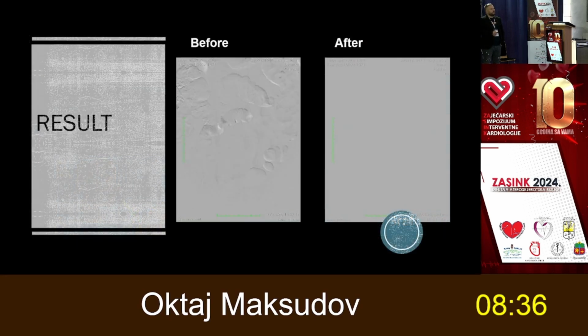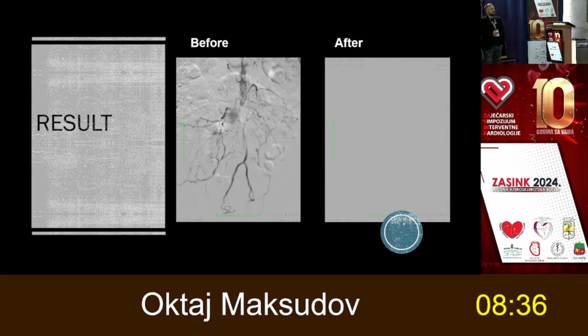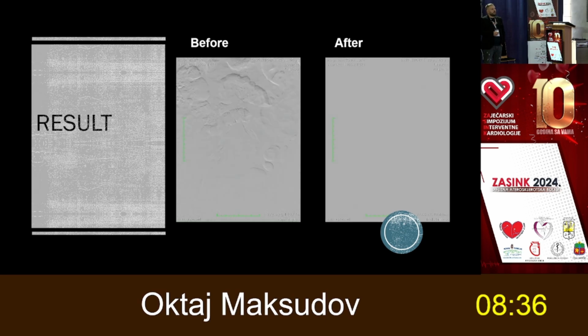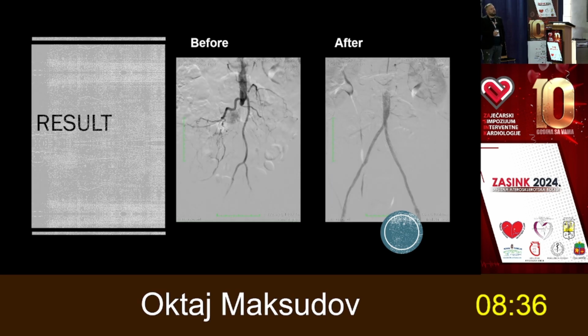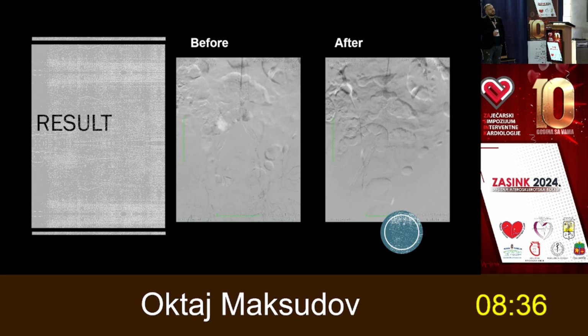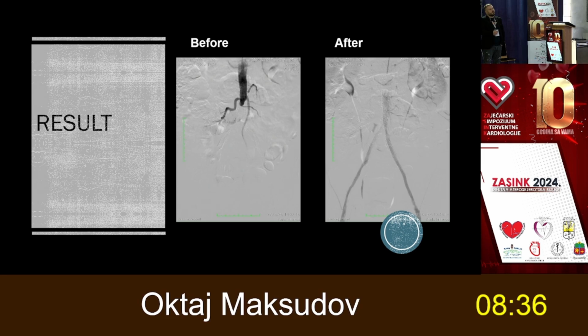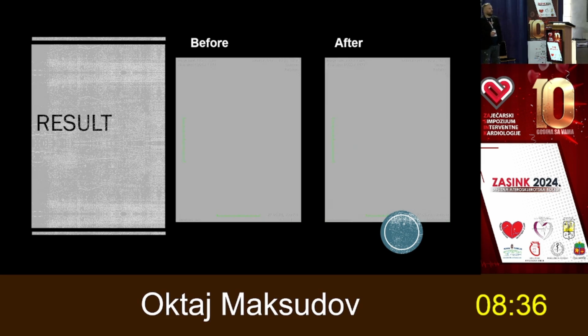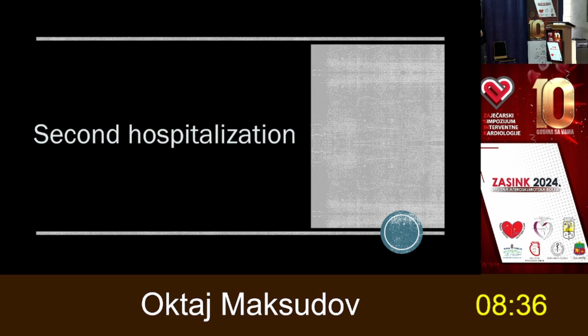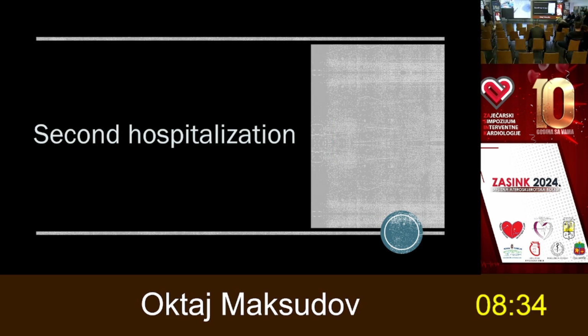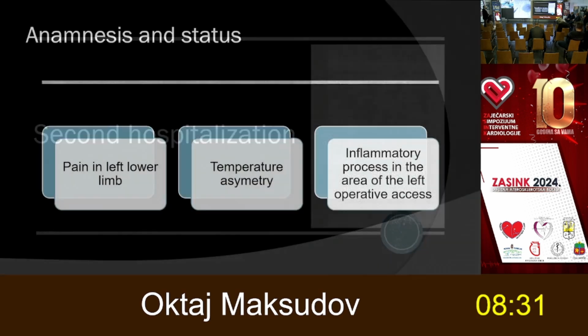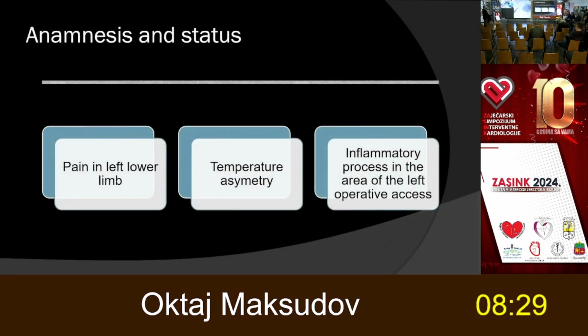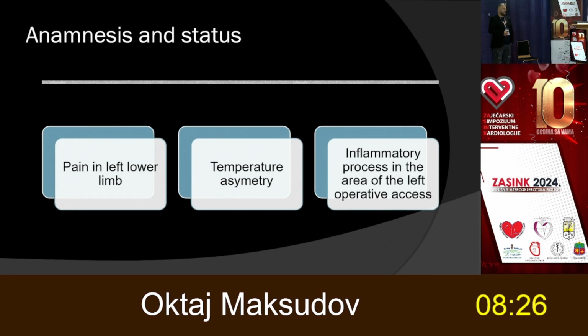This was before the hybrid procedures. You can see that the CT angio and the angio in the cath lab are the same. After the procedures and the implantation of the stents, the patient was discharged, but after a few days he came for the second time with pain in his left lower limb, where the procedure was done, with temperature asymmetry of the two legs and an inflammatory process in the area of the left operative access.